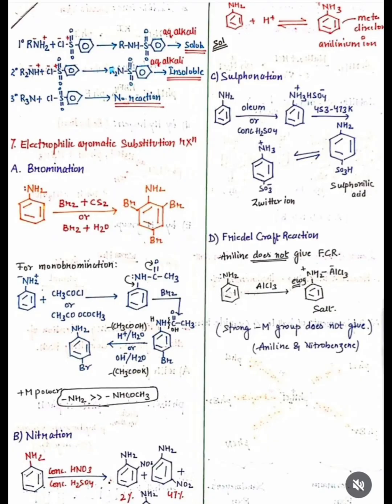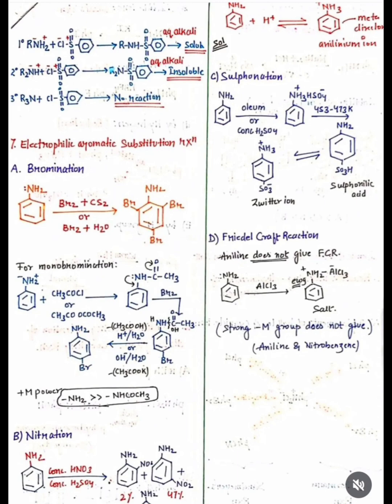For monobromination, aniline undergoes reaction with acetyl chloride in presence of basic medium. It first forms acetanilide, which then undergoes bromination to give para-bromoacetanilide, and followed by hydrolysis of para-bromoacetanilide gives para-bromoaniline as the final product. This is because the +M effect of the NH2 group is much higher than the +M effect of the NHCOCH3 group.